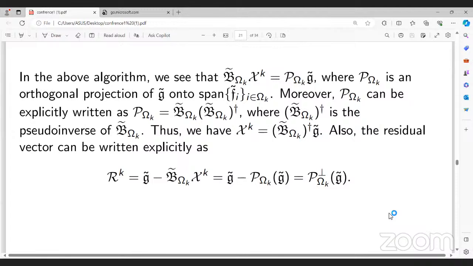Also the residual vector can be written explicitly as r_k is g tilde minus B tilde_{Ω_k} x_k, which is nothing but g tilde minus the orthogonal projection of g tilde on the space spanned by f_i, i in Ω_k, and this is nothing but the orthogonal complement projection of g tilde on Ω_k.